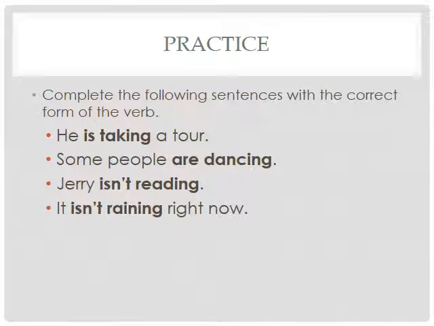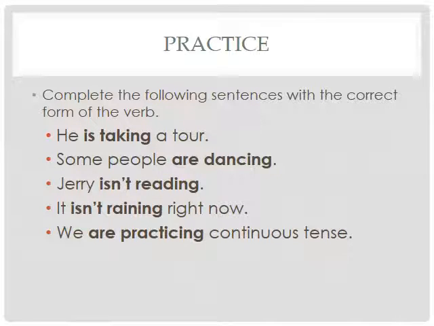It isn't raining right now, and again we could contract the verb to be with it, so we could say it's not raining right now. We are practicing continuous tense. Okay. And in this case, if we wanted to contract it, we could also say we're practicing continuous tense. And the last one here is you aren't listening.